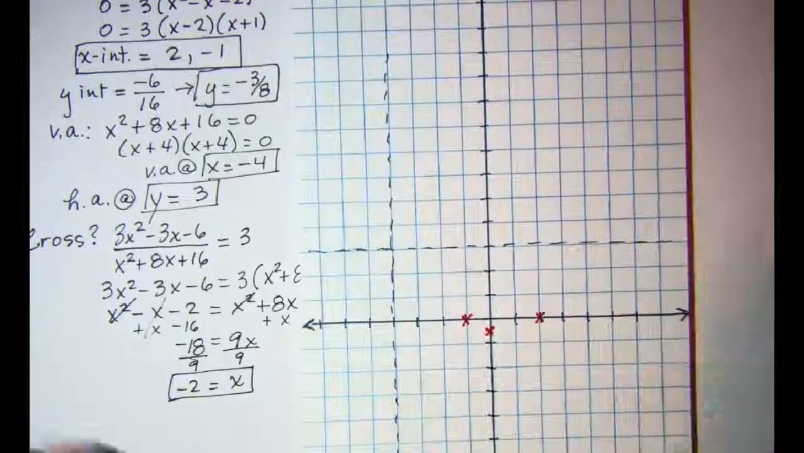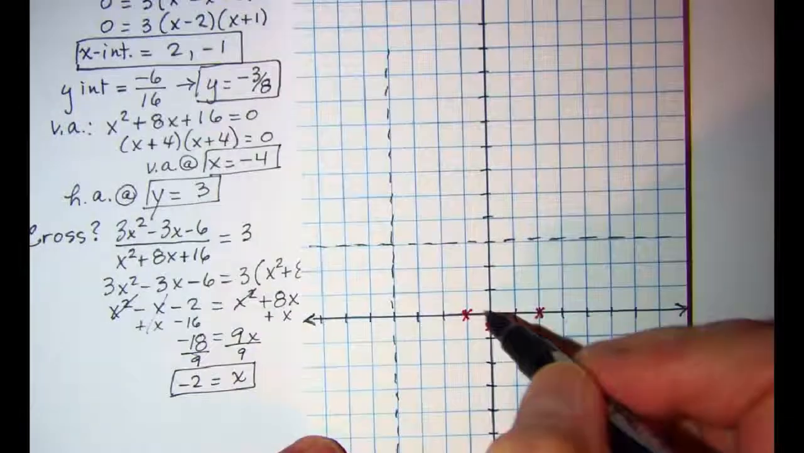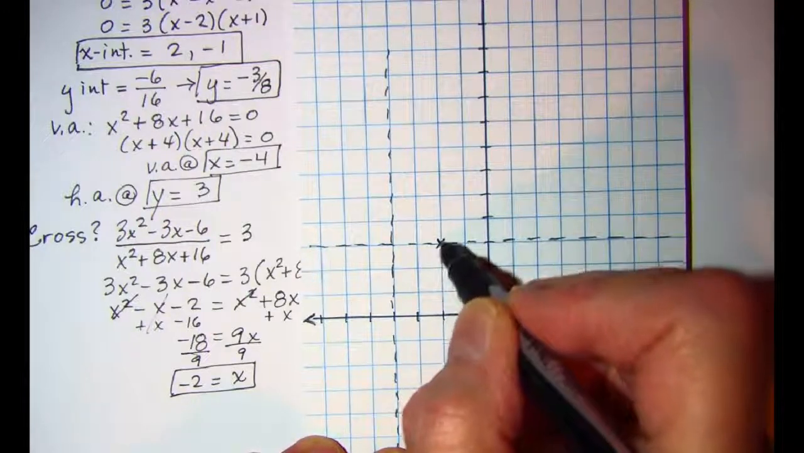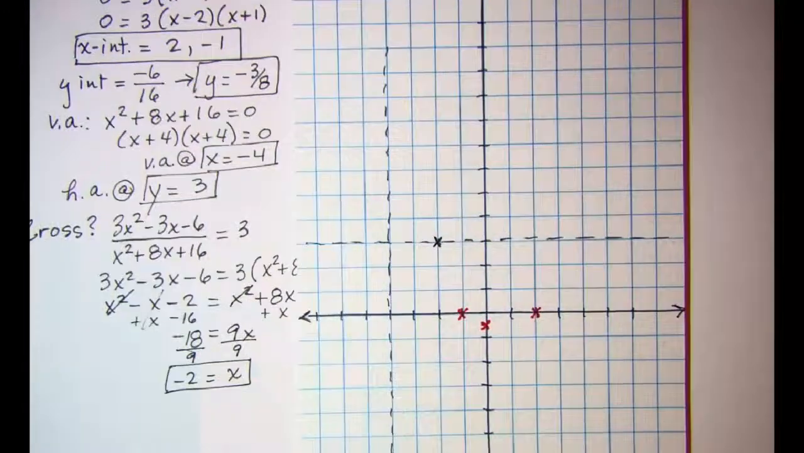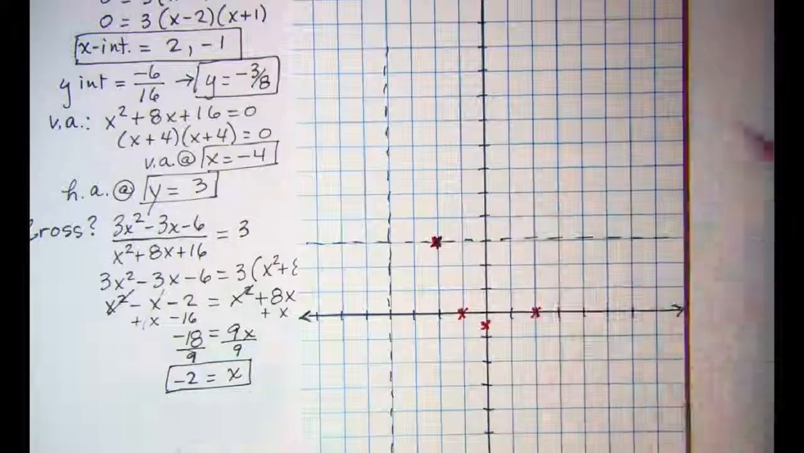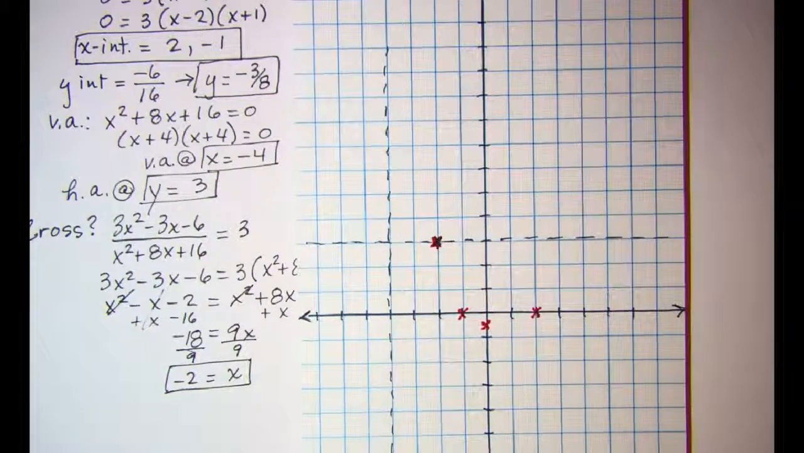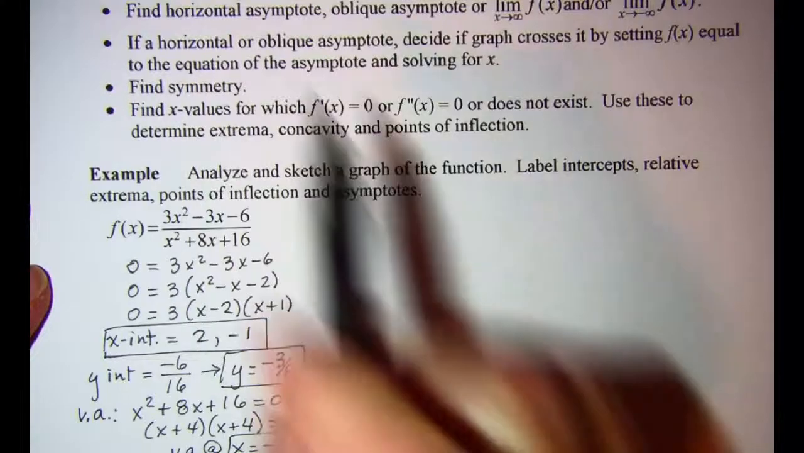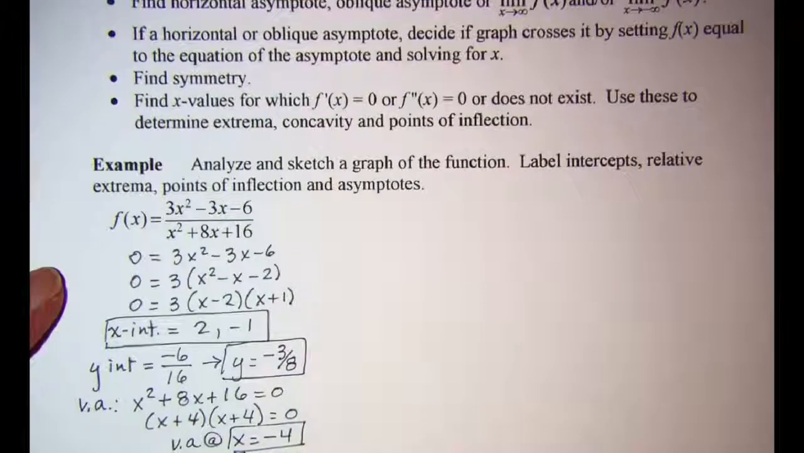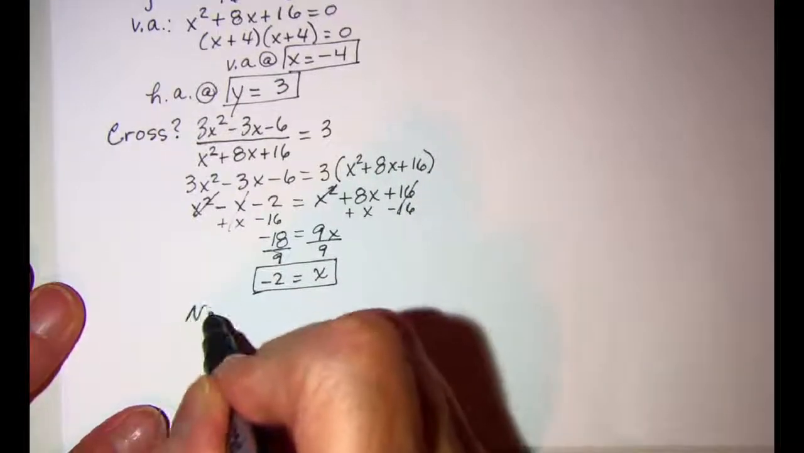So I'm going to go ahead and show that. When x is negative 2, I cross the horizontal asymptote. So that's actually a point on the graph. Let me make that red, since I know that. Okay. And it won't cross anywhere else. So my next step is to check for symmetry. Looks like we don't have any symmetry, so I'll make a note.